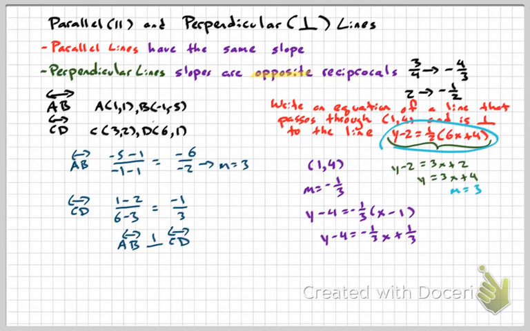Add the 4 to both sides. y equals negative 1/3 x plus 1/3 plus 4. I need to turn the 4 into a denominator of 3, so 4 over 1 times 3 over 3 is 12 over 3. So 1/3 plus 12 over 3 is 13 over 3.